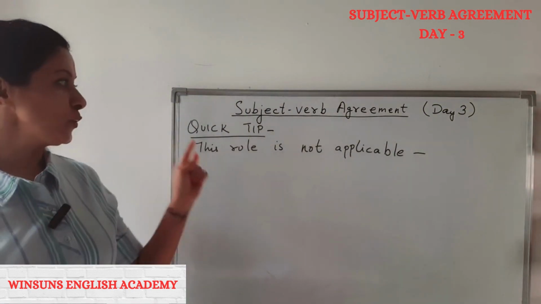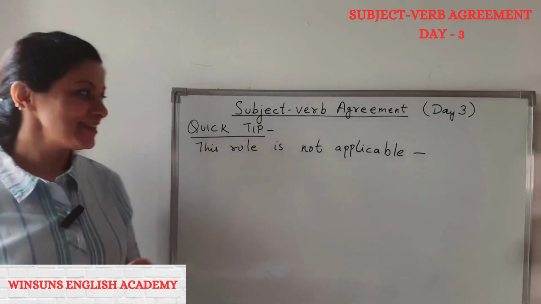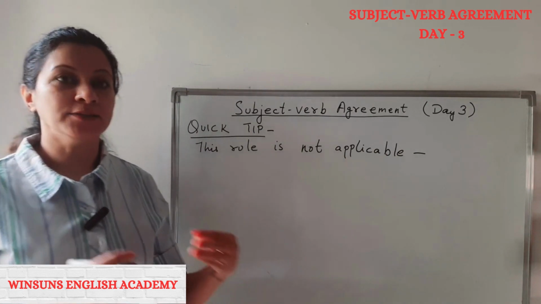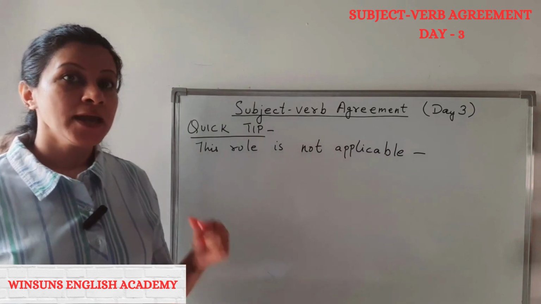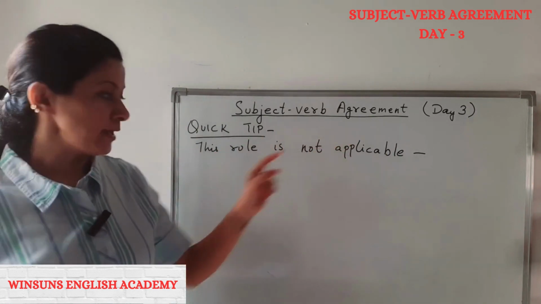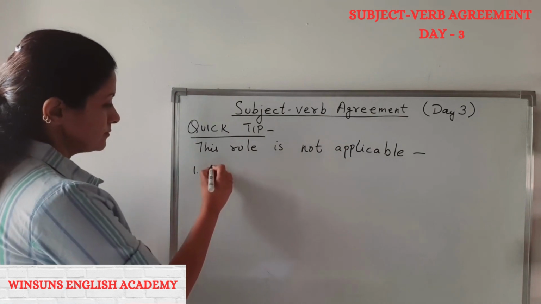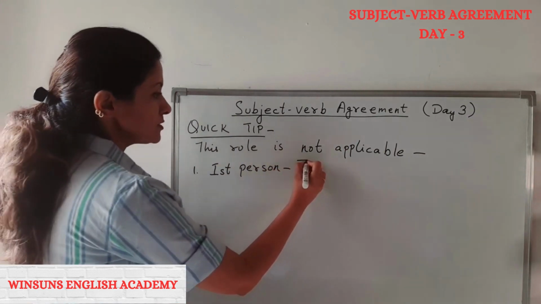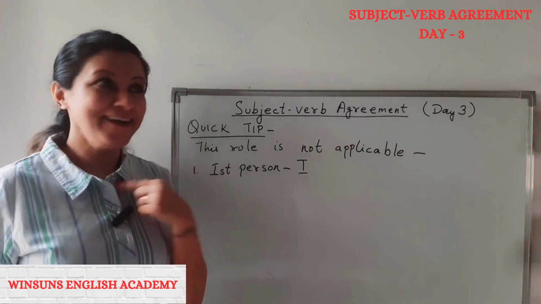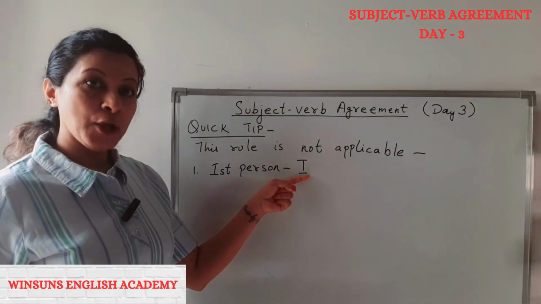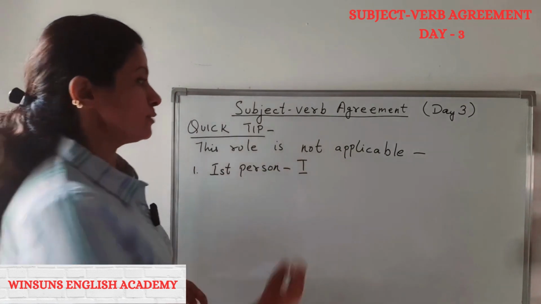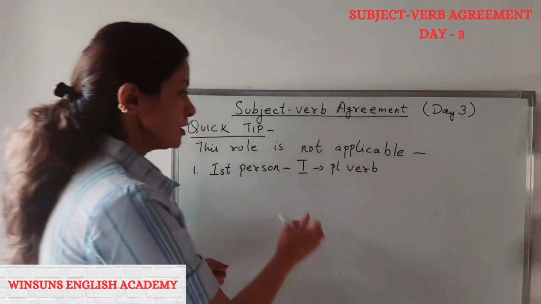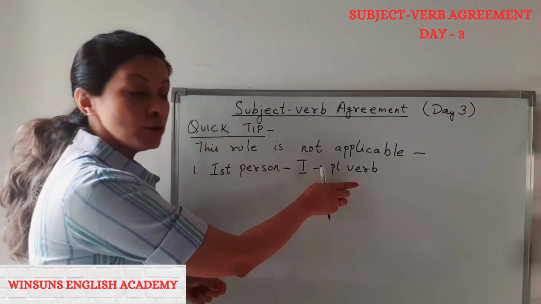Now it's time for a quick tip, as I always share, right? Now, this rule 1 and 2, that singular subjects will take singular verbs and plural subjects will take plural verbs, is not applicable when we talk about the first person. And who's the first person? I is supreme. So whenever it's about I, it always takes the plural verb. Always. So although I is singular, we use a plural verb.